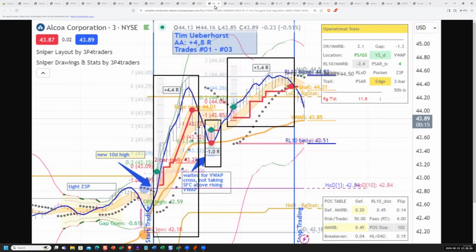Monday. Good work, guys. This is Alcoa, another 4.8, so almost a 10R day so far. Long, standard risk, runs up, takes the dragon skin exit, tries short at the VWAP, cuts it quick. I think you could re-enter here. He waits for the PSAR flip. Why not? 4.8. Come at me, bro.